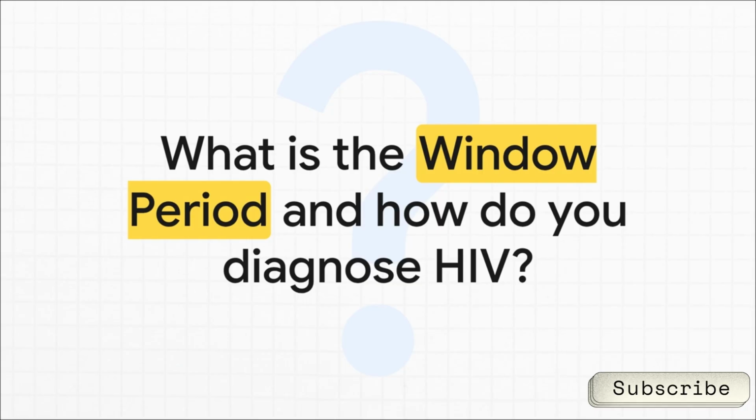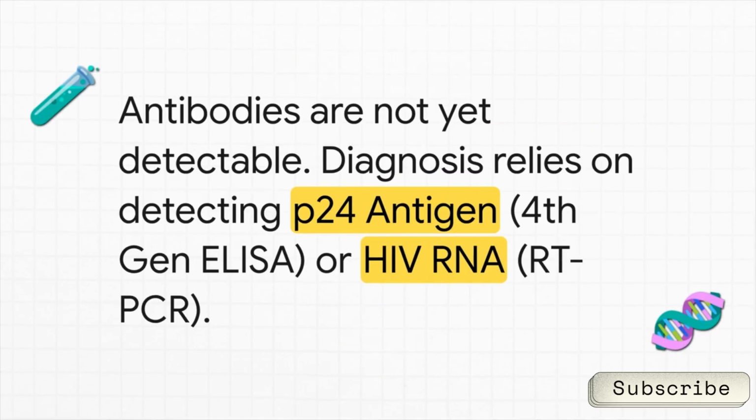So how on earth do you diagnose someone then? The answer is simple, really. If you can't find the body's response to the virus, then you have to look for the virus itself. Instead of looking for the antibodies, we look for direct evidence of the invader. We can detect either the P24 antigen, remember that core protein, or we can detect the actual HIV RNA using a PCR test. These markers show up way before the antibodies do, closing that diagnostic window.